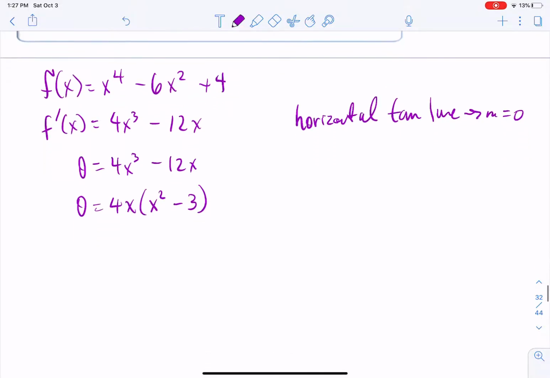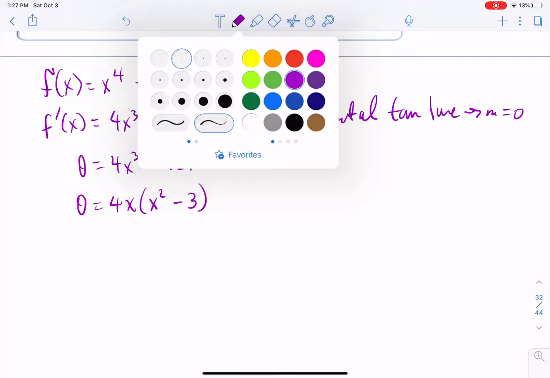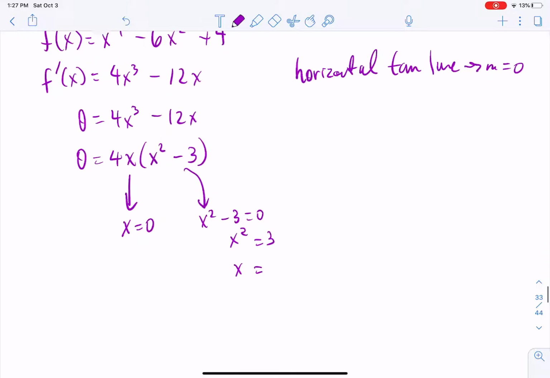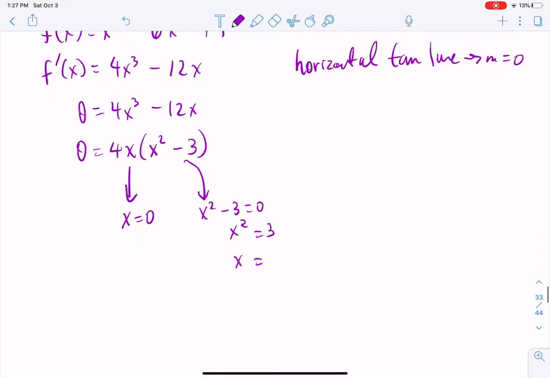Okay, and then I set each of these guys equal to 0. Like this one, not even going to bother doing anything, just x equals 0. There we go. And then over here, x squared minus 3 is equal to 0. Add the 3 over. X squared is equal to 3. Take the square root. And there's 2 square roots to any number, a positive and a negative right there.